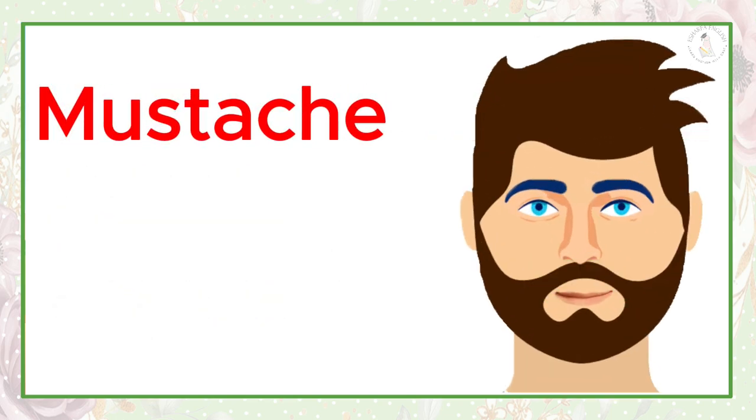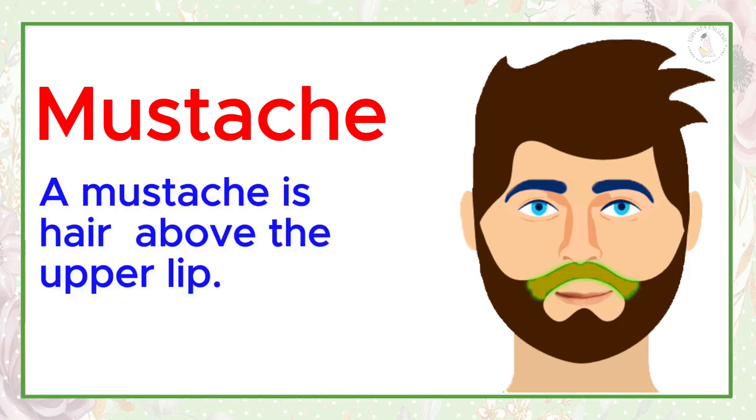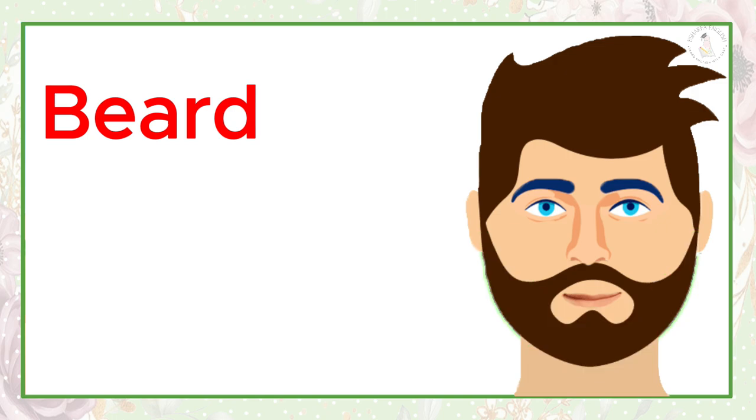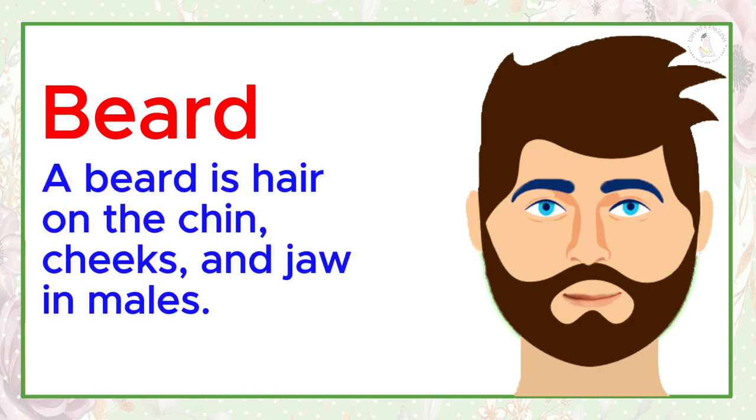Mustache. A mustache is hair above the upper lip. Beard. A beard is hair on the chin, cheeks, and jaw in males.